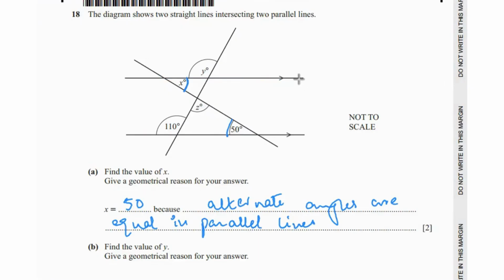For you to remember alternate angles, you can remember the letter Z. Because if you highlight the lines like this, they're basically making a letter Z. So these two in the middle of these two lines are your alternate angles and they're always equal.